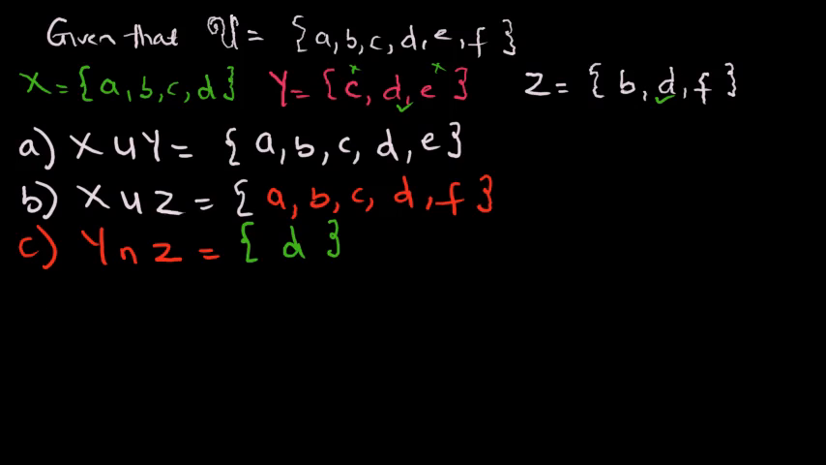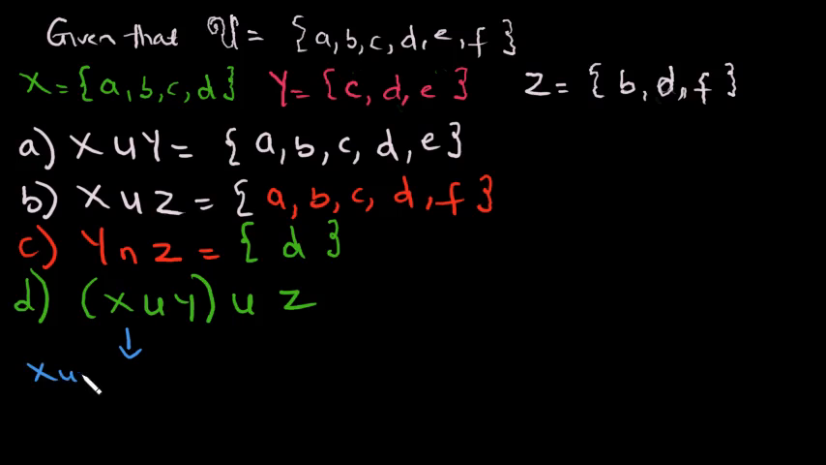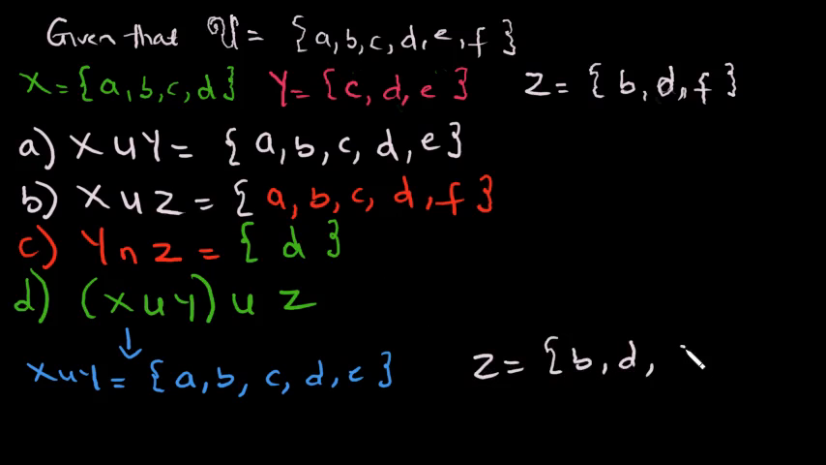Let's try another sort of complicated one. Now we have what is x union y union z. So I always advise students to write out the elements individually. Don't always go back to the question, in case you have to use your pencil to mark, so that you don't get yourself confused. So I will rewrite the elements of x union y here. X union y contains A, B, C, D, and E. Then my z contains just B, D, and F.